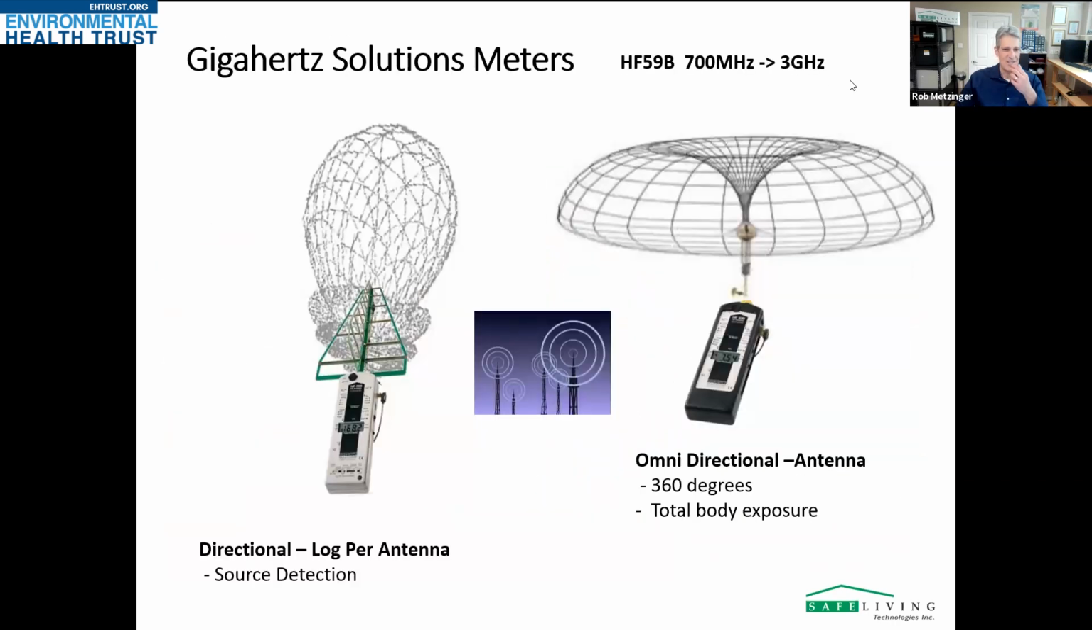Another picture I wanted to give you is that Gigahertz Solutions has other types of meters, and I just wanted to show you the reception pattern of these other meters. The one on the left here is the directional antenna, and we use this to find sources. You can see the antenna pattern goes out in front of the meter. It doesn't capture much on the sides, but it captures a lot directly in front of it.